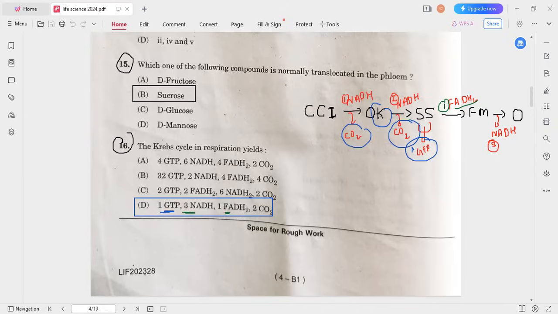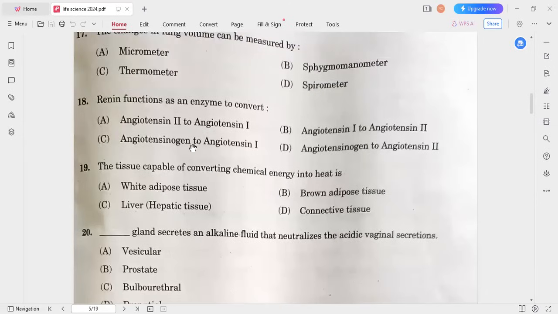Just with the help of some tricks and mnemonics, you have to remember. Especially for this MCQ type of questions, you have to remember in a trick form, not in a theoretical form. Okay, so now move on to the next question, that is question number 17.